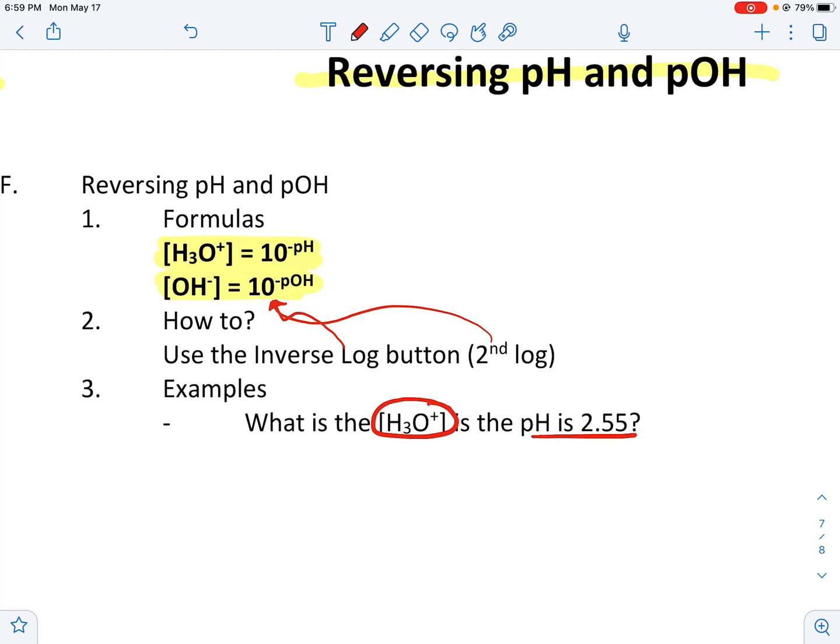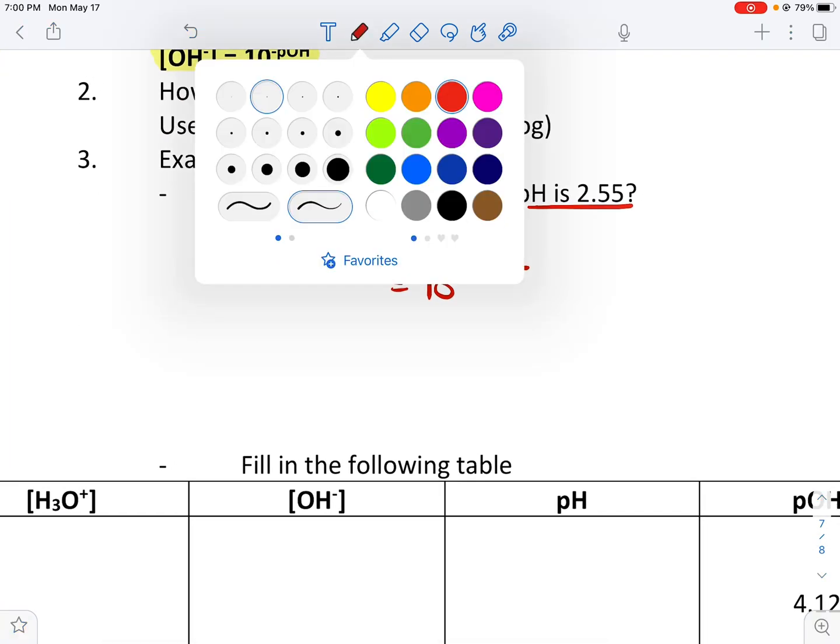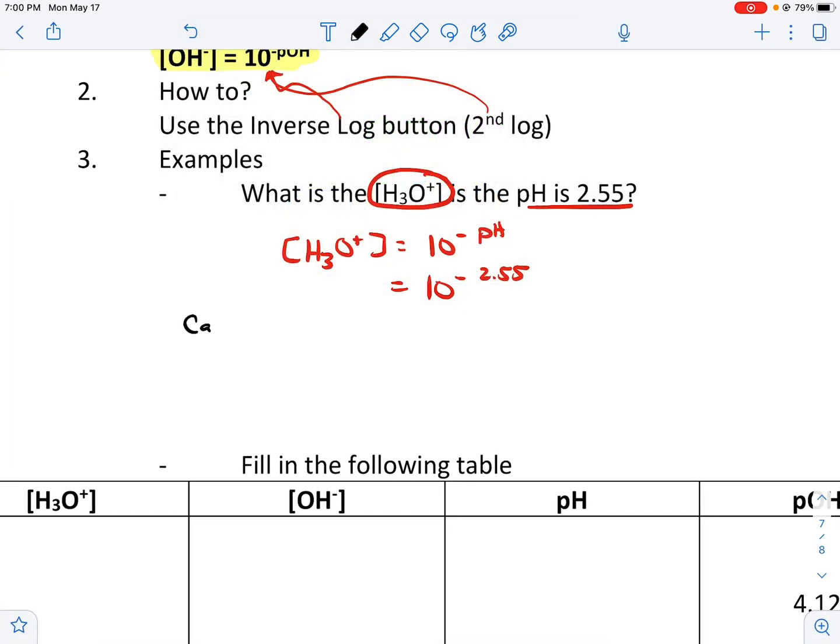All right, so we're looking for hydronium ion concentration and we have pH. So our formula, hydronium ion concentration, is equal to 10 to the negative pH. So we've got 10 to the negative 2.55. All right, so let's talk about how to do this on a calculator and how to do this on an iPad. So first, a calculator.